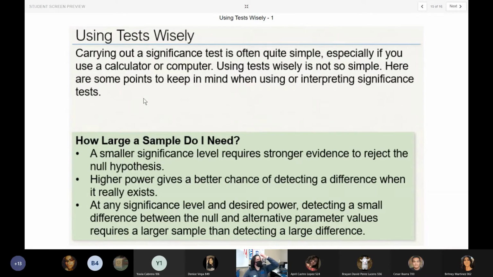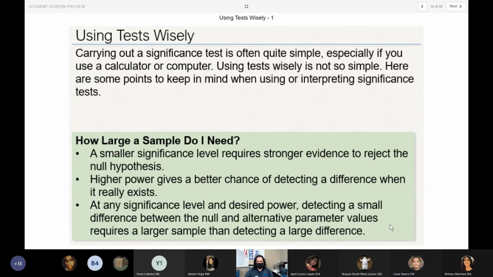You want to consider how large of a sample you need. A smaller significance level requires stronger evidence to reject the null hypothesis. A higher power gives a better chance for detecting a difference when it really exists. At any significance level and desired power, detecting a small difference between the null and alternative parameter values requires a larger sample than detecting a large difference.